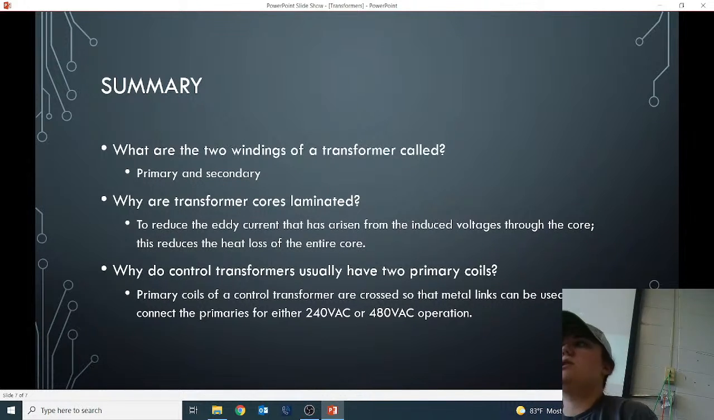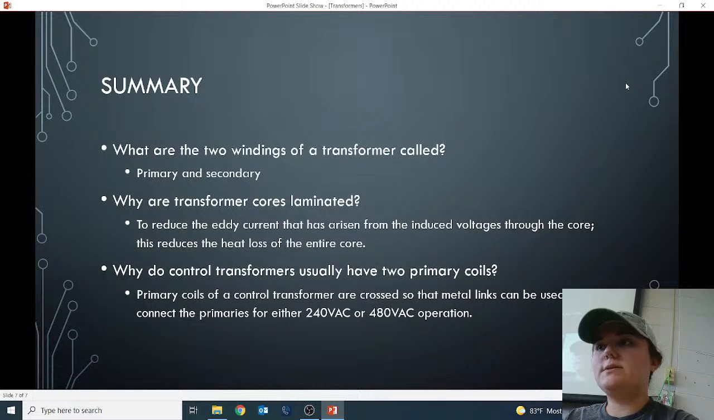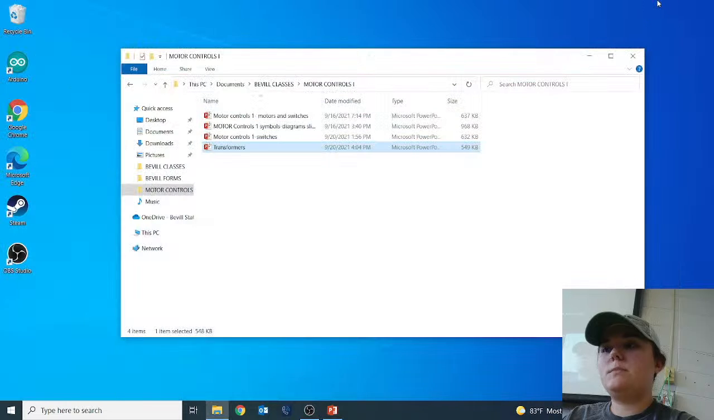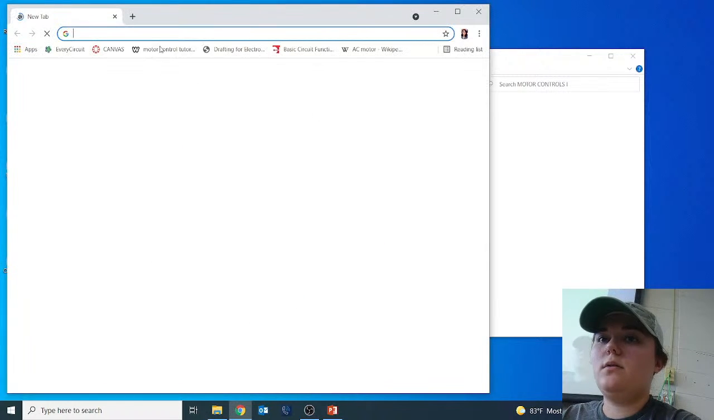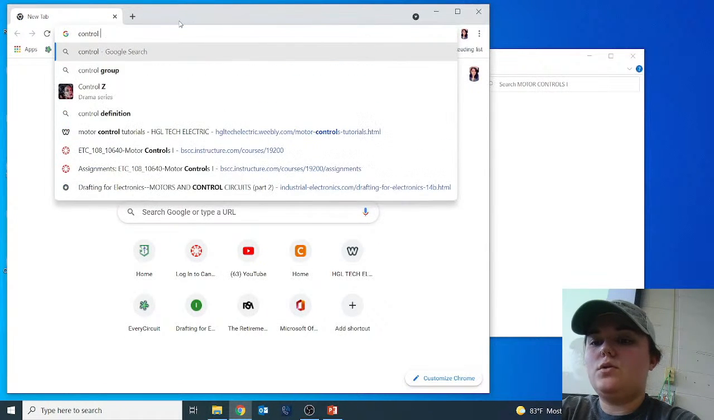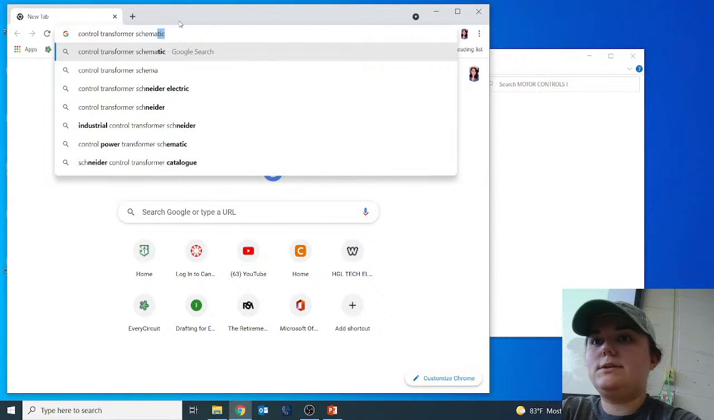So I'm about to show y'all. Let me just pull this up because I know it's kind of hard for me to just read to y'all and you not be able to see stuff. That's why I wish I could show you the book. Can be used to connect the primaries for either 240 or 480 operation. Let's see here. Control transformer schematic. That's what we're going to look up.